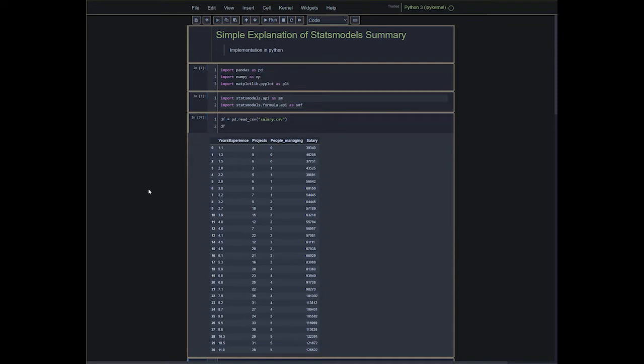Let's quickly proceed to the notebook. This is the Jupyter Notebook that I will go through. First, import all the necessary libraries. We need pandas, numpy, and statsmodels. Then I'm going to read the salary CSV file, which has 4 columns. Initially, there were only 2 columns, years of experience and salary. I have added 2 more columns, which are projects and people managing.